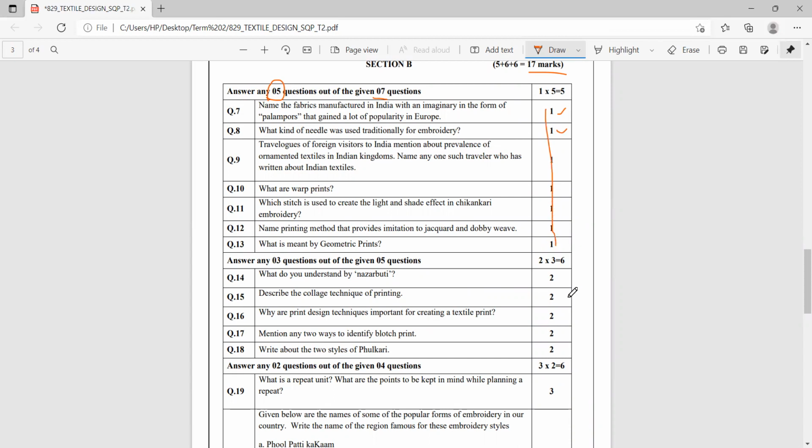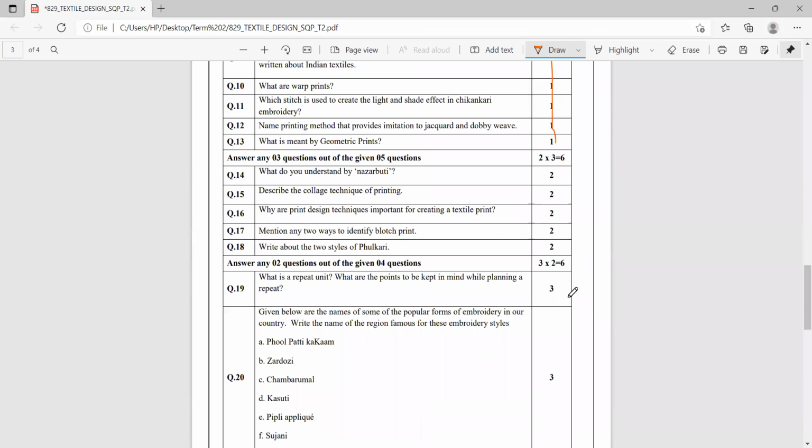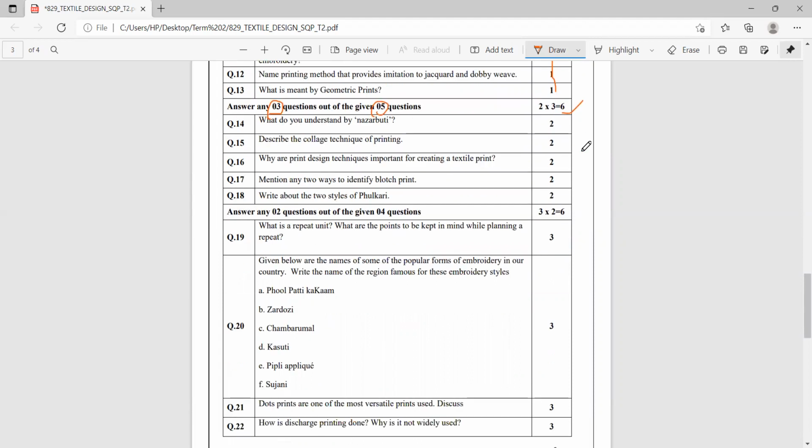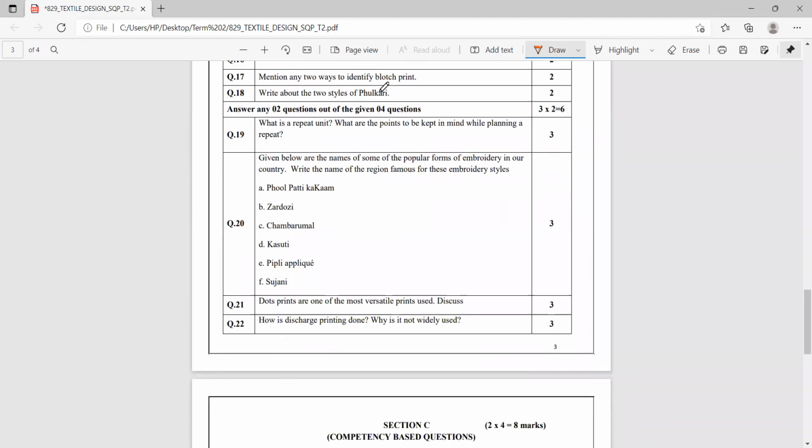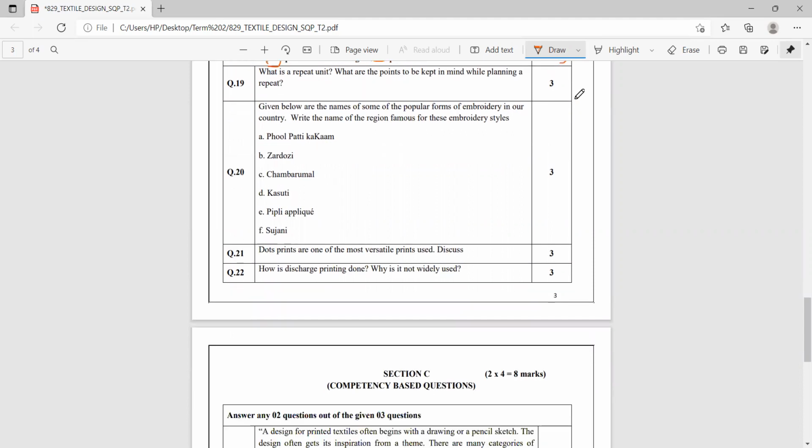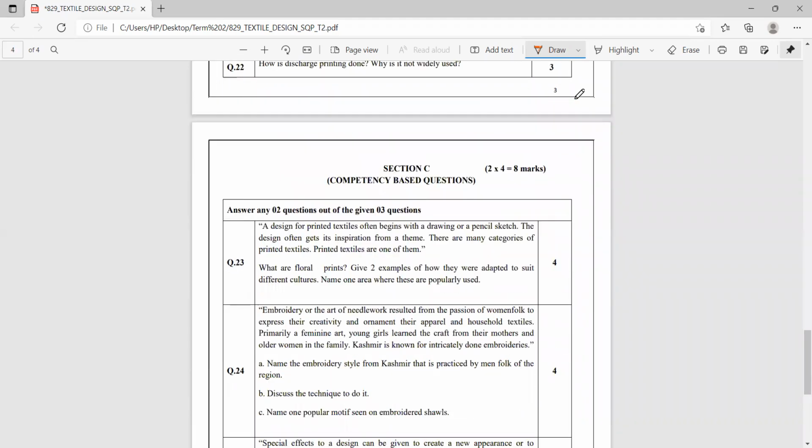इसके बाद में जो नेक्स्ट पोर्शन है उसमें आपको 5 questions दिए, and out of these 5 questions you need to answer 3, and that makes it 6 marks here. After this let's go further. You have 4 questions जिनमें से you need to answer 2, that makes it 6. This counts to 17.